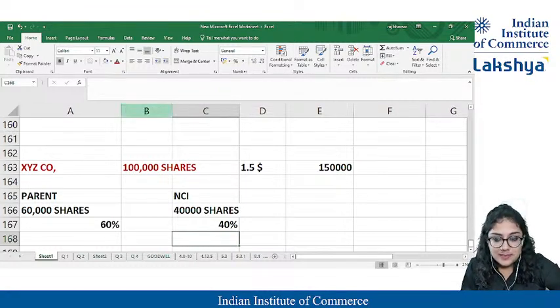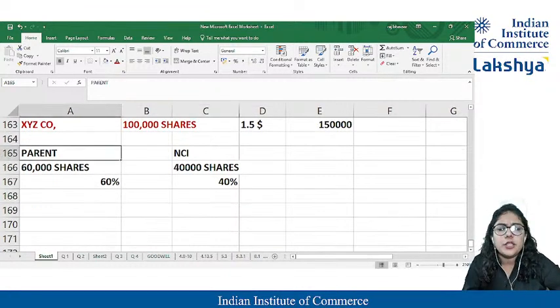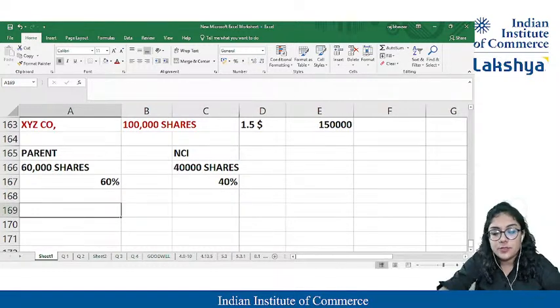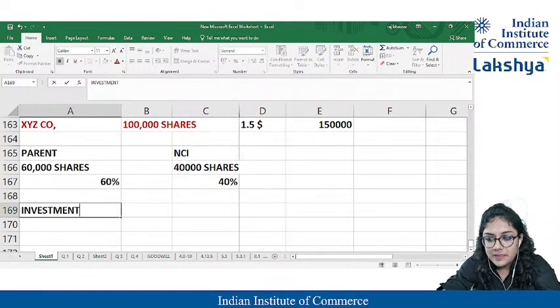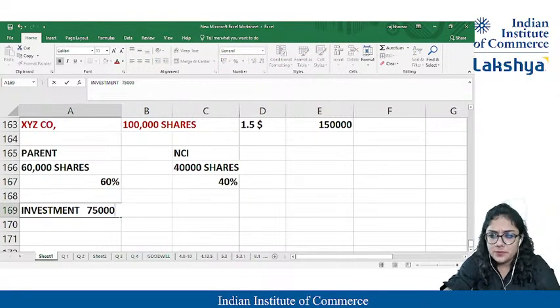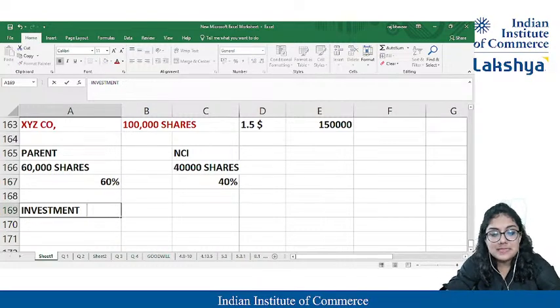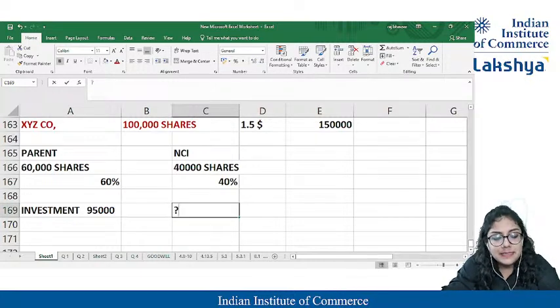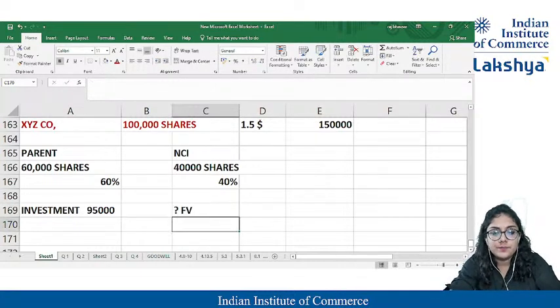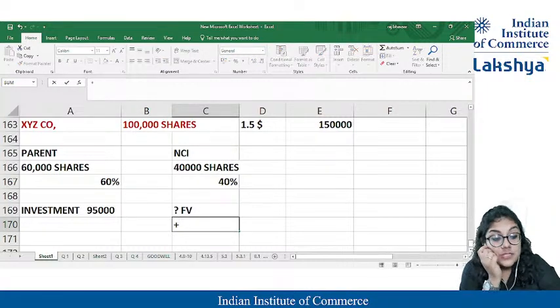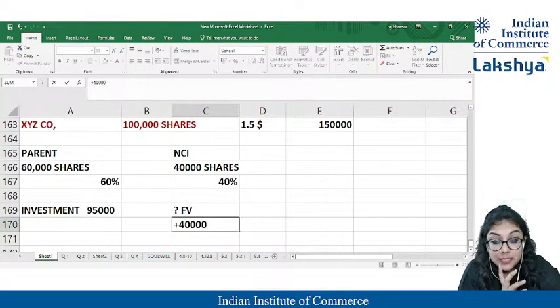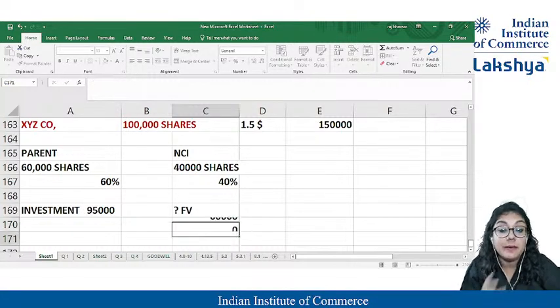For example, in the question they would have given that a parent company is making an investment, and the amount they would have given, let's take 95,000. Yeah, that will be better. But for NCI they told it is to be booked at fair value. What is fair value? You'll check, ma'am, 40,000 shares are there, multiplied by per share value, which is 1.5.